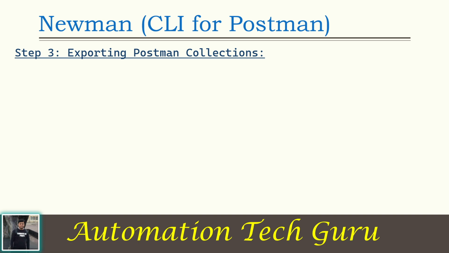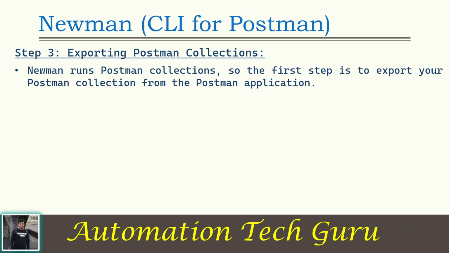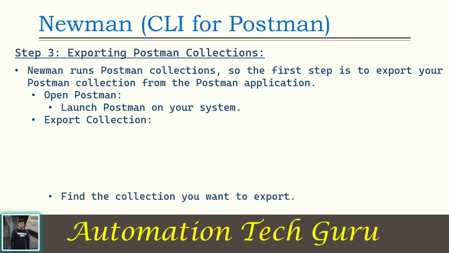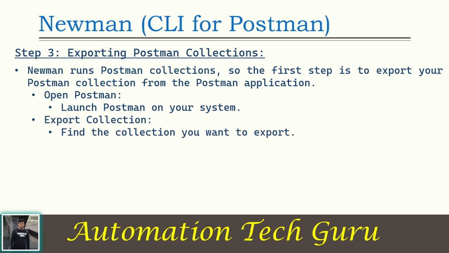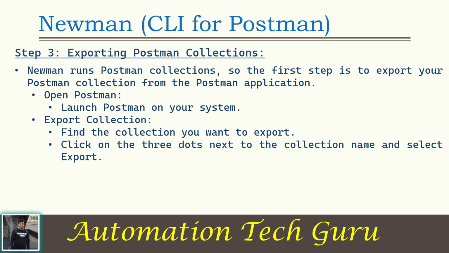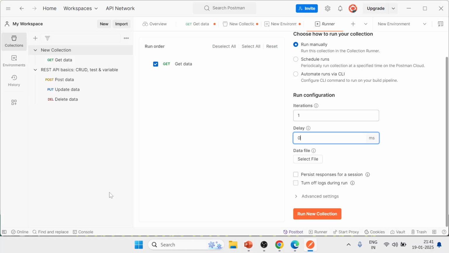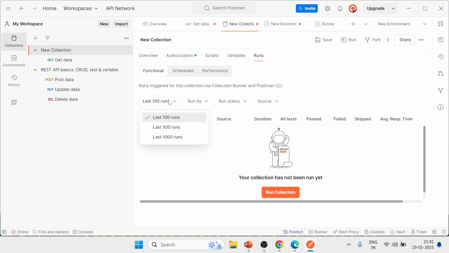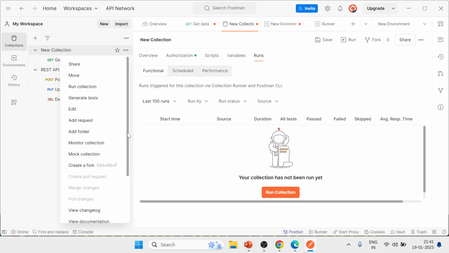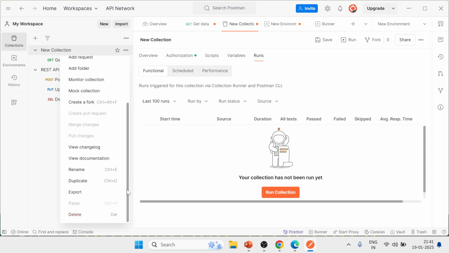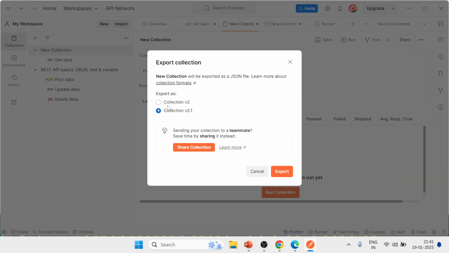Next is exporting Postman collections. Newman runs Postman collections, so the first step is to export your collection from the Postman application. Open Postman, launch it, and then export the collection. Find the collection you want to export, click the three dots next to the collection name, and choose export. Let me show you where the collection is. This is the three-line menu, and you have the option for export. This is collection version 1 or 2, whichever you want.